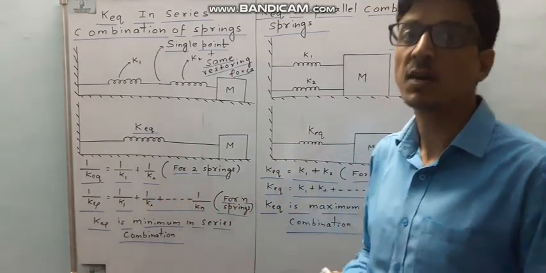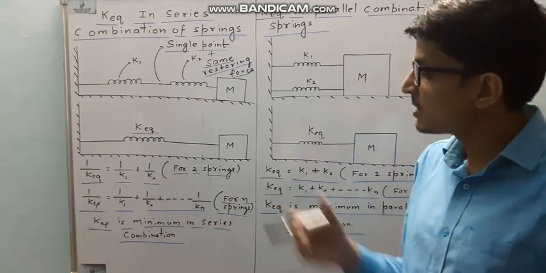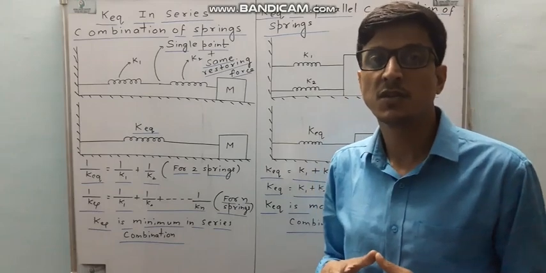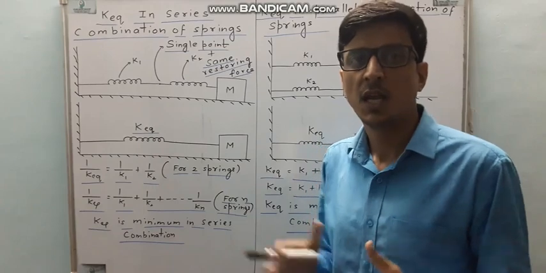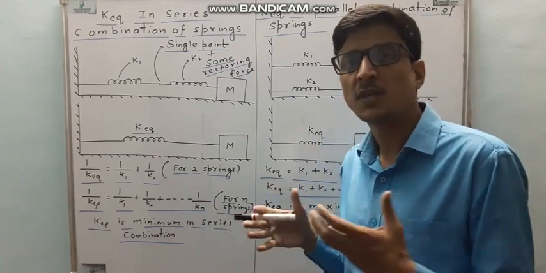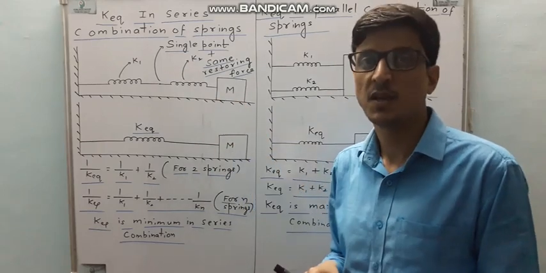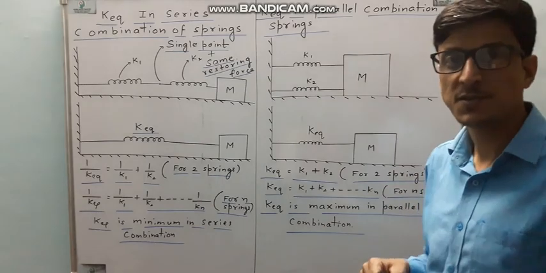This is the harmonic mean of the individual spring constants, and by mathematical inequality we can say that K equivalent is minimum in case of series combination. The proof we have omitted because it's not needed, but it has been calculated by equating the forces in the two cases. Now let's move forward to the parallel combination of springs.